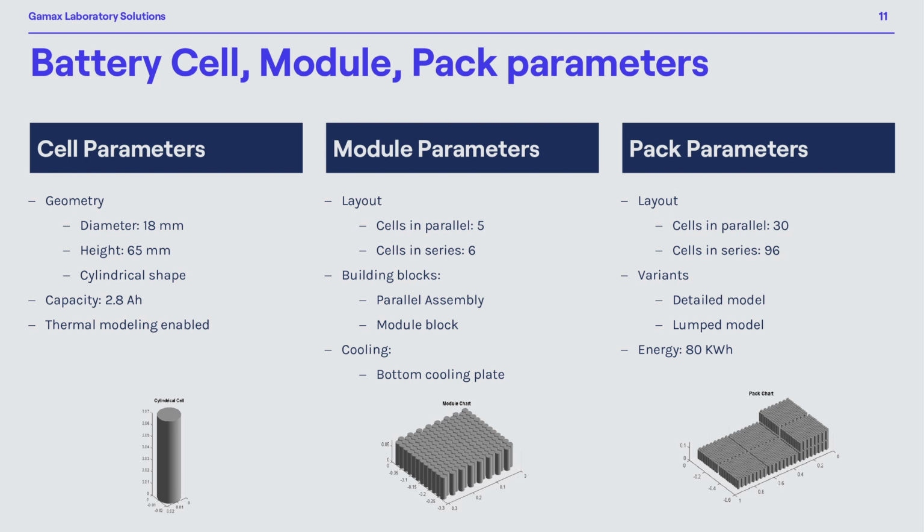And going further to the pack parameters, we will have a layout where we have 30 cells in parallel and 96 cells in series. And we will create the 2 variants, the detailed model and the lump model. And we will try to reach the energy of 80 kilowatt hours to be stored in the battery pack. So now that the parameters are clear, let's jump into MATLAB and let's take a look at how you can do the design of such a system.